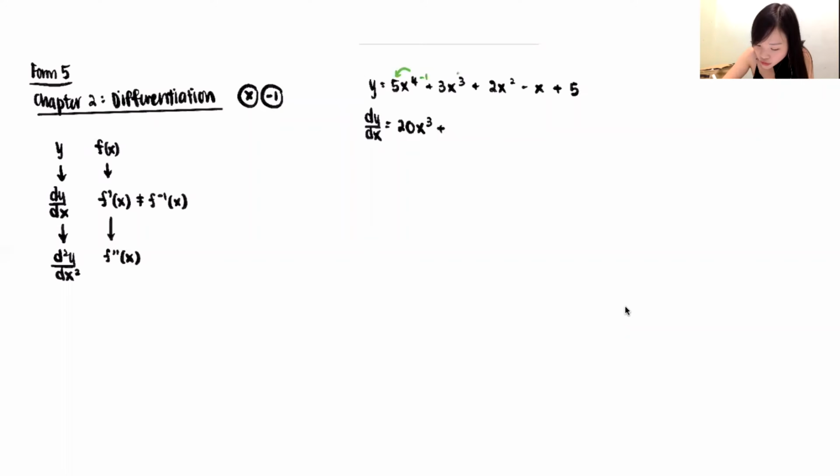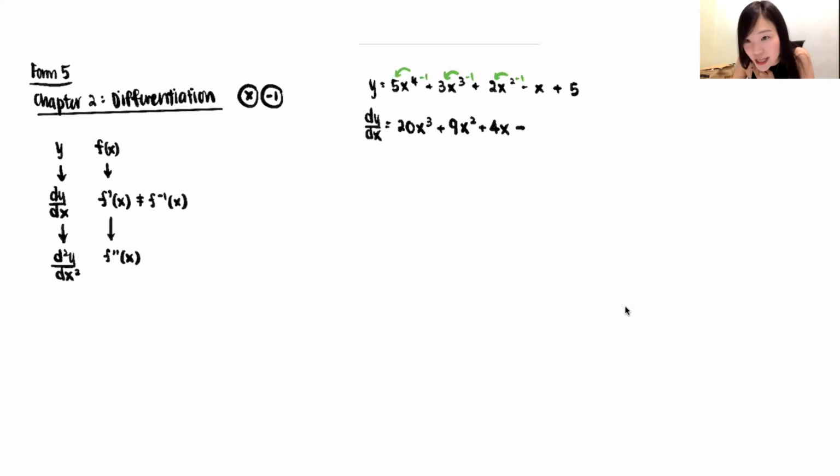Next one, 3 you times 3. 3 times 3, isn't it 9? After you times, you -1. So if I -1, isn't it power 2? And then we continue plus, this part also the same. 2 times 2, isn't it 4? Then after you times, you -1. So 2 minus 1, isn't it left 1? Of course, power 1 is not necessary to write, so I'm not writing it down.